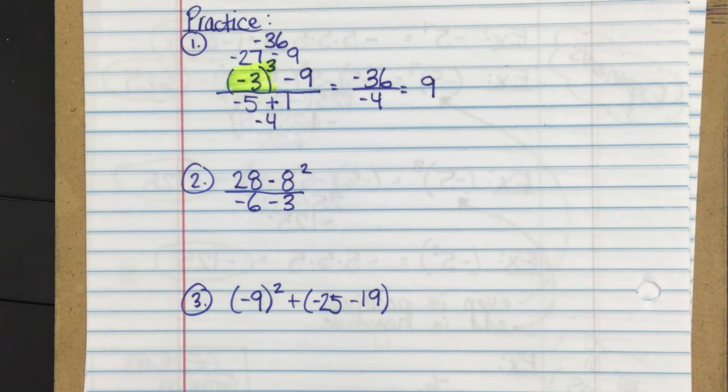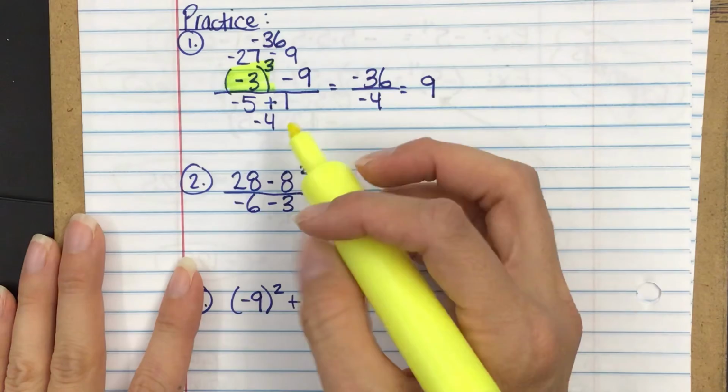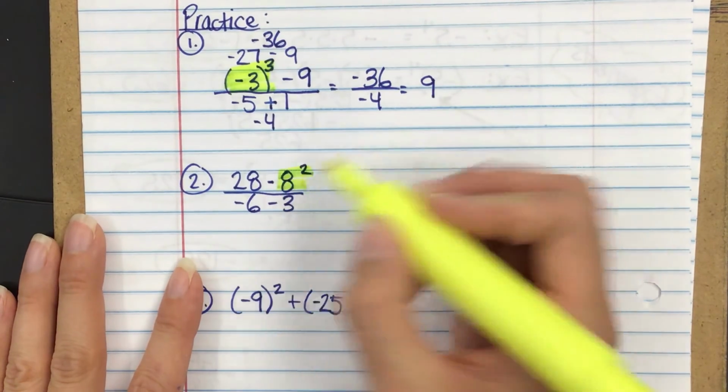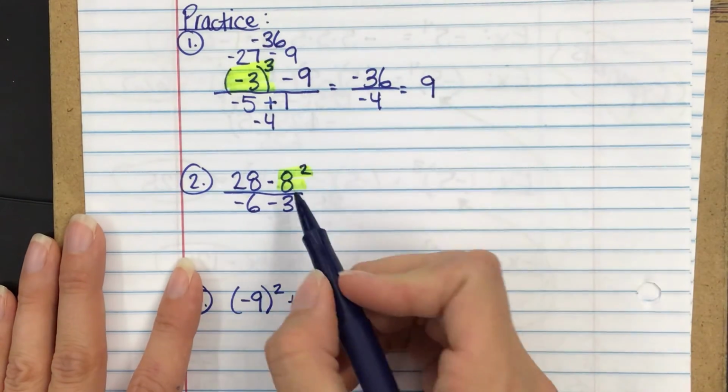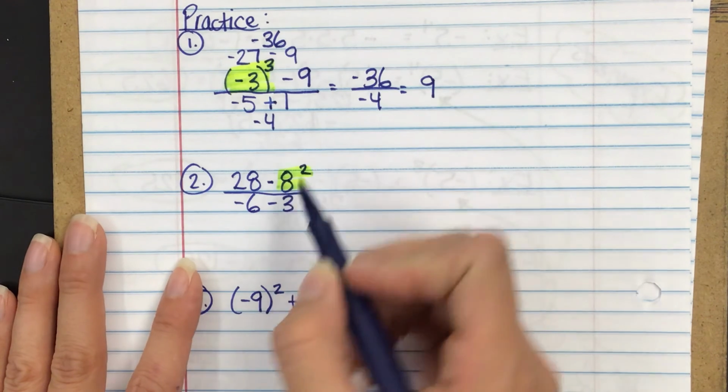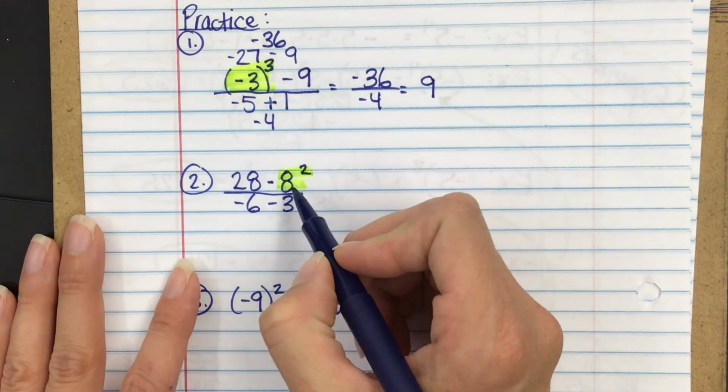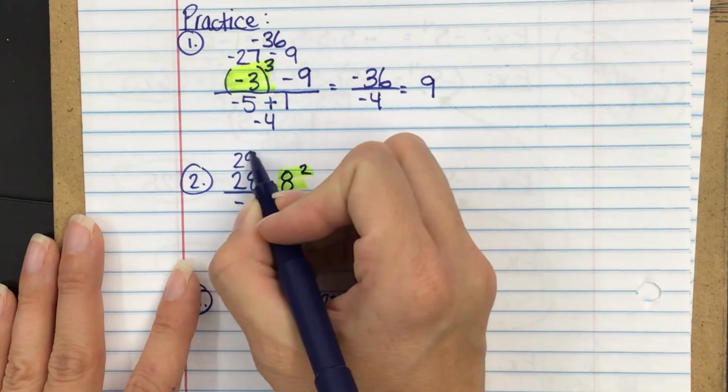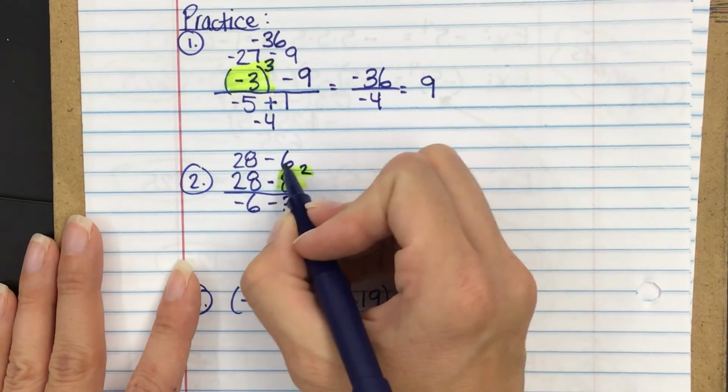Okay, what did you guys get for number 2? 4, negative 4, positive 4? Here, let's take a look. This time the base of this exponent is not in parentheses with that negative, so we're just going to square the 8. So this will be 28 minus 64.